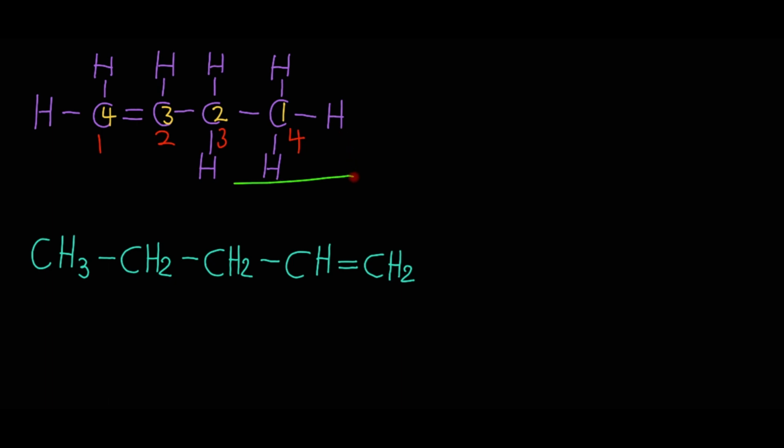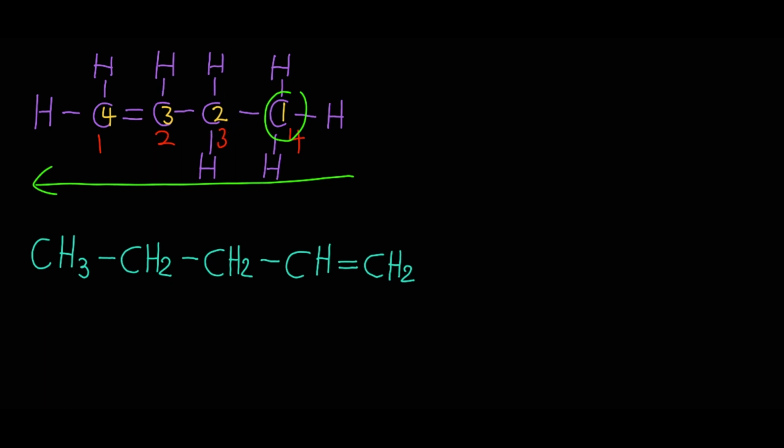Going in this direction, this is carbon 1, this is carbon 2, and this is carbon 3. You can see that our double bond is obtained in carbon 3, because this carbon has the double bond. So the double bond is obtained in carbon number 3.